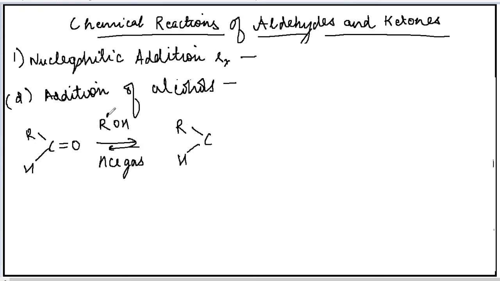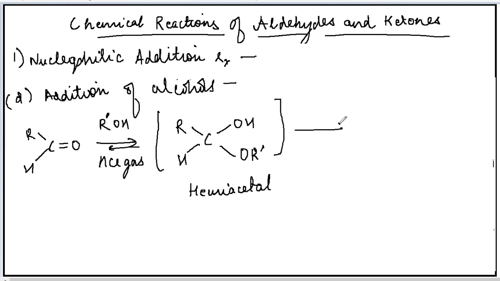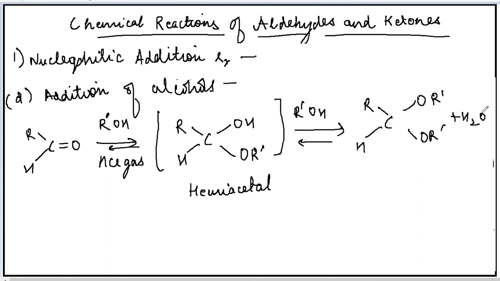I mark this alcohol alkyl group as R dash to differentiate it from this alkyl group which is present in the aldehyde. It forms hemiacetal. Okay, this intermediate is known as hemiacetal. This further undergoes reaction with alcohol. This is known as acetal. So this is how the reaction of aldehyde takes place with alcohol.